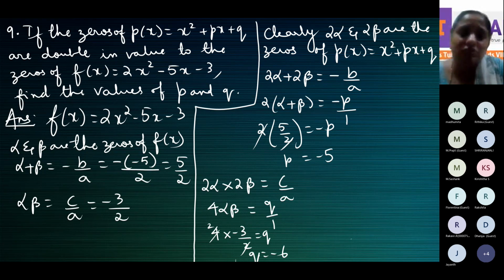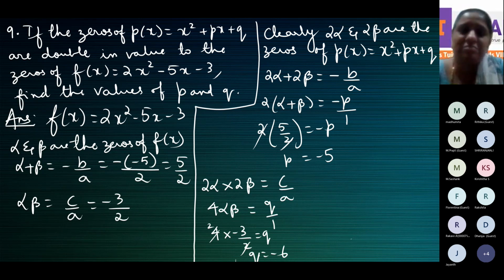Now what will be the zeros of p of x? It's double that of f of x. So clearly 2 alpha and 2 beta are the zeros of p of x, which is x squared plus px plus q.